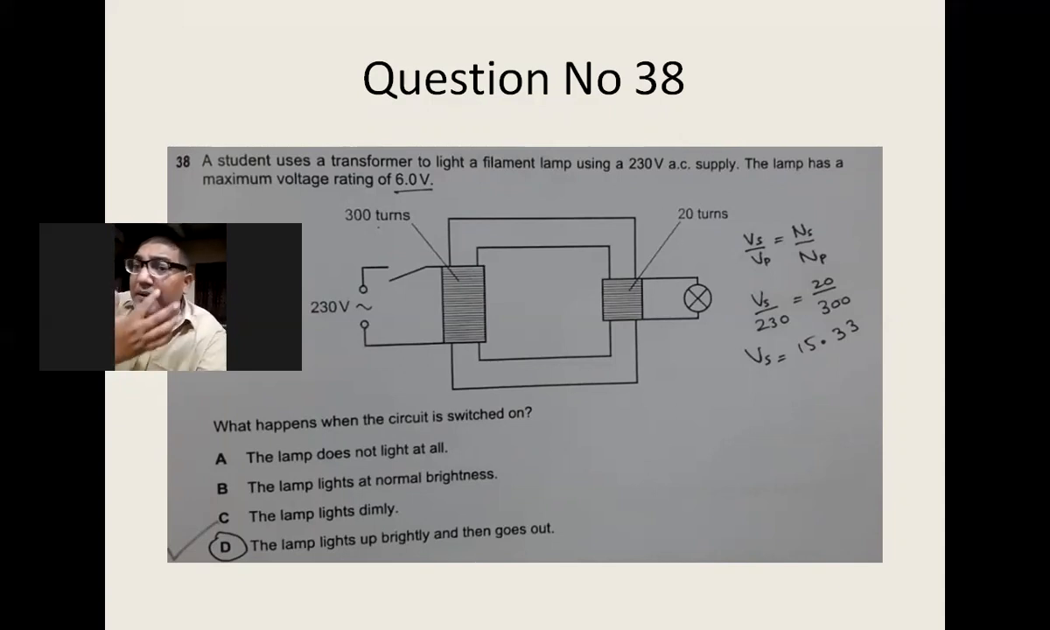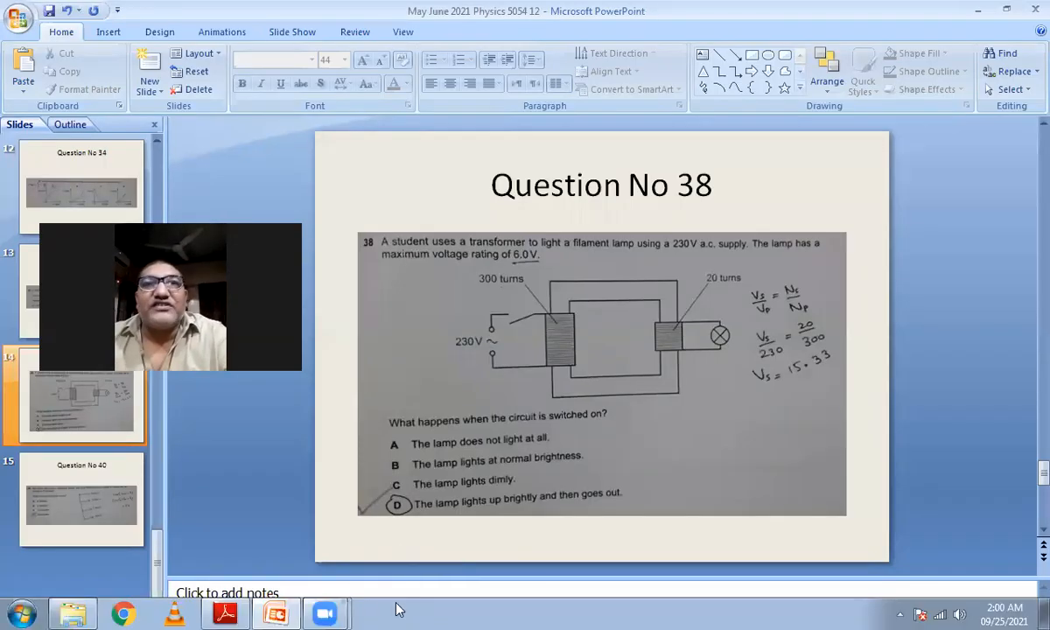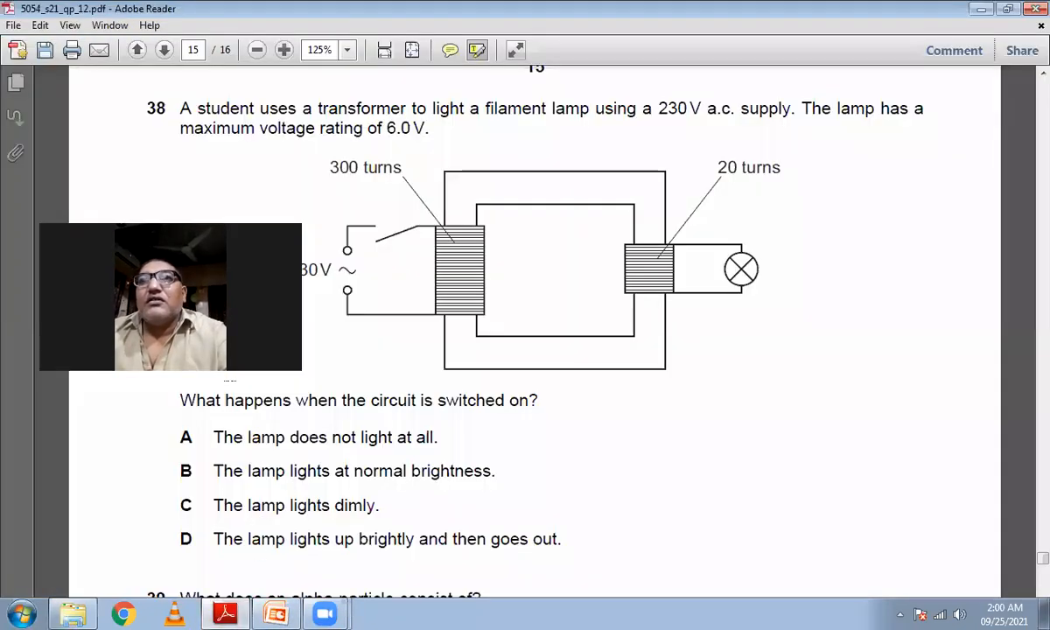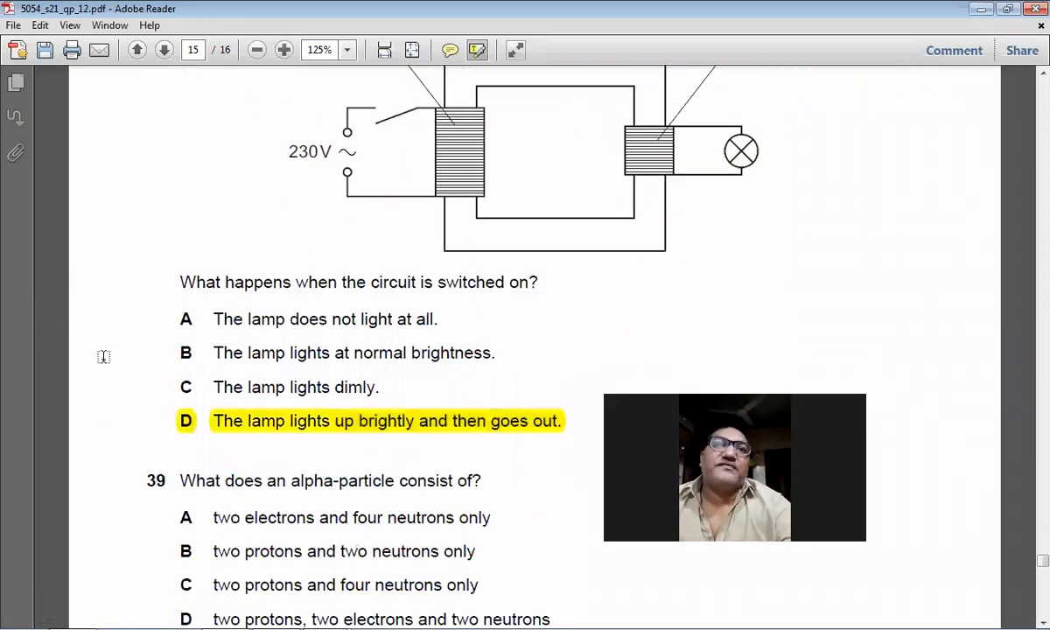The lamp lights dimly? No, that is not the case. It will light up brightly. And D is the right option: the lamp lights up brightly and then goes out. Yes, because the lamp can bear only 6 volt, but you have provided it with 15 volt. So the lamp will fuse, but when it lights up, it will be very bright and then it will fuse. So D is the option. Question number 38, D is the right option.